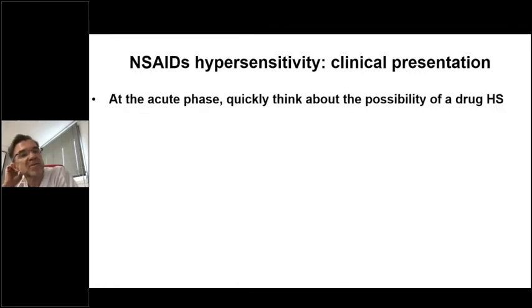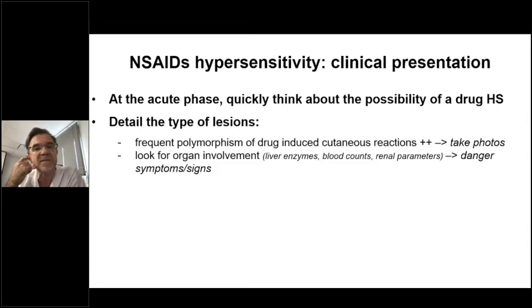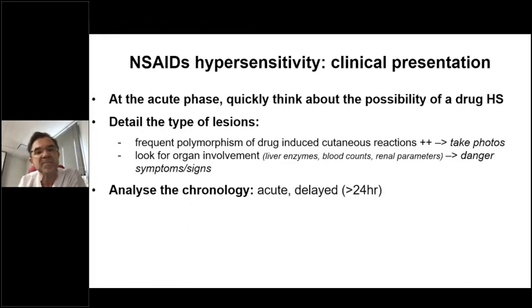The clinical presentation varies, as I said, but at the acute phase, one needs to quickly think about the possibility of a drug hypersensitivity, detail the type of lesions, and we know that in drug allergy, polymorphism is frequent. Take photos. We have trained doctors now to take photos, even patients, in order to be able to make remote diagnosis. We need to look for organ involvement, in particular liver enzymes, blood counts, and renal parameters, in order to see whether or not there are danger symptoms and signs.